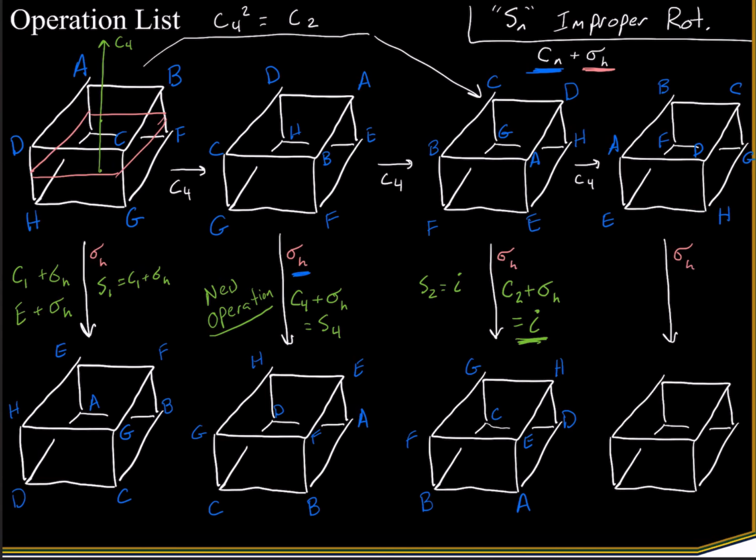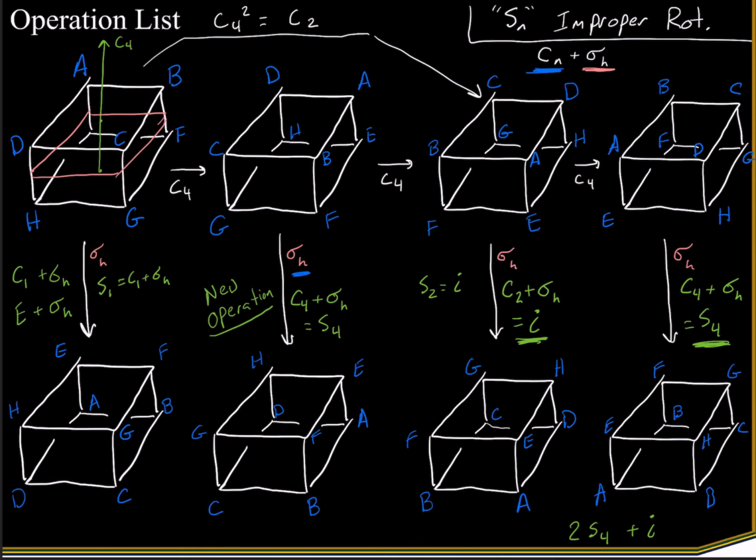So let's look at this final case, right? So again, this was a C4 plus that corresponding sigma h. And so if we were going to carry this out, we end up with A, B, C, and D, E, F, G, and H. And this is, in fact, a new operation. This is an S4. We don't have this anywhere else on our list. And so if we're thinking about the operations we have to add to our list, we have to add two S4s, right? Two S4s, and this inversion center, which we know now is an S2, right?